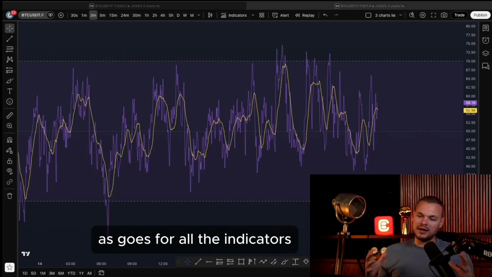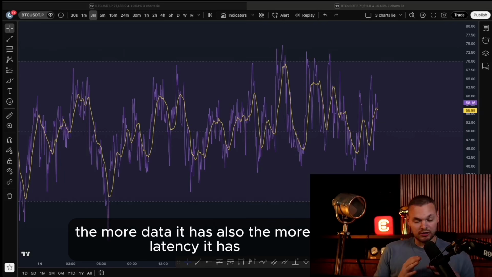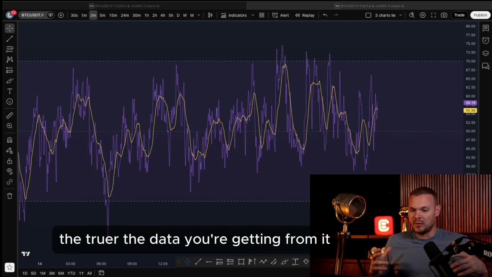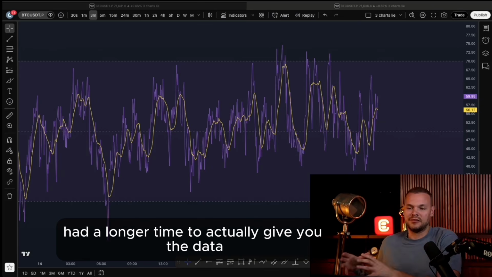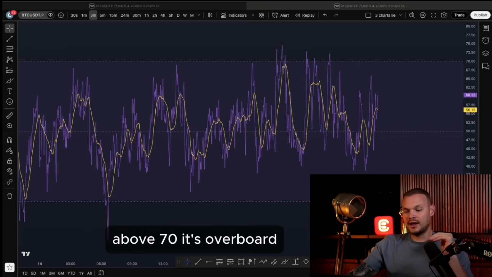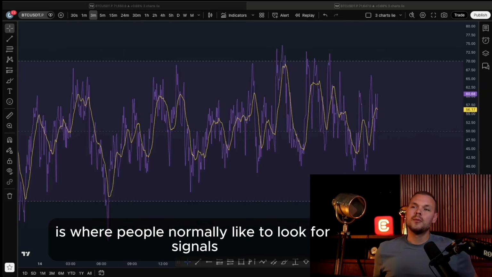As goes for all the indicators, the higher the time frame, the more data it has, also the more latency it has. But to a certain extent, the truer the data you're getting from it, because price had a longer time to actually give you the data. So if RSI drops below 30, it's oversold, above 70, it's overbought. And within these ranges is where people normally like to look for signals.